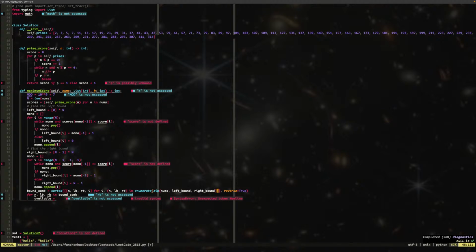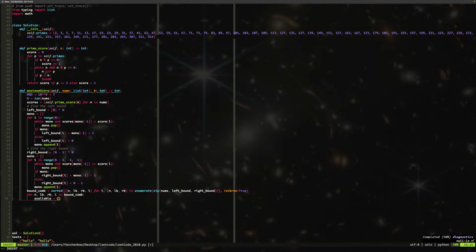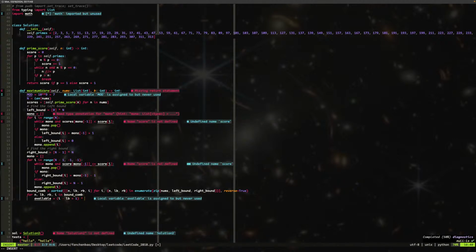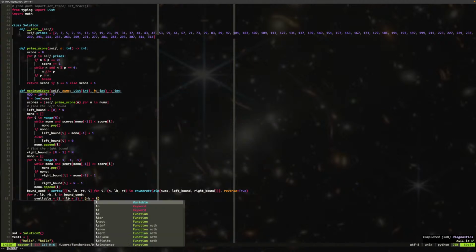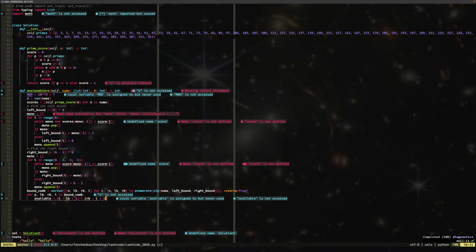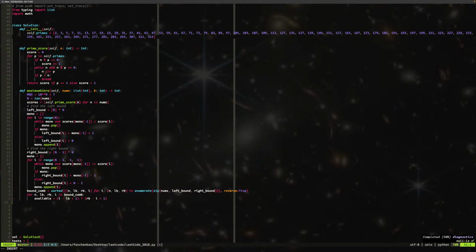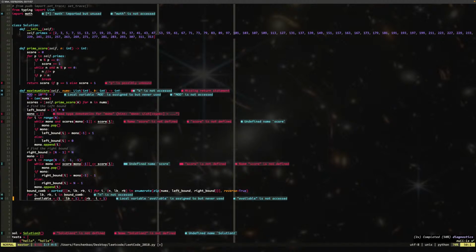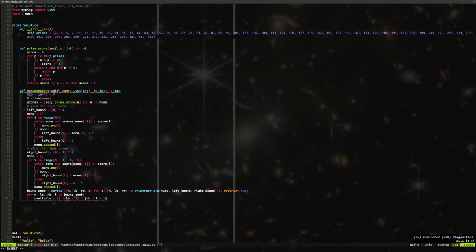Okay, so now I have everything. Then I can do index. So available shall equal to i minus left bound plus 1. That's the total number on the left, multiplied by right bound minus i plus 1 on the right. So that's the total number of available.